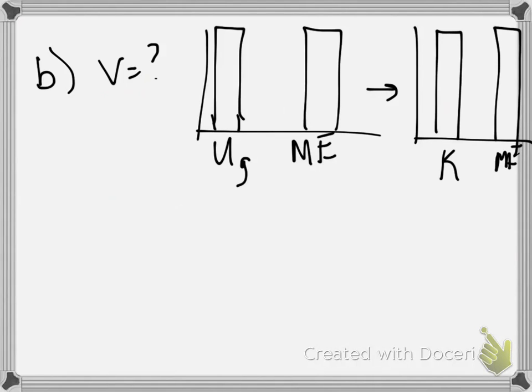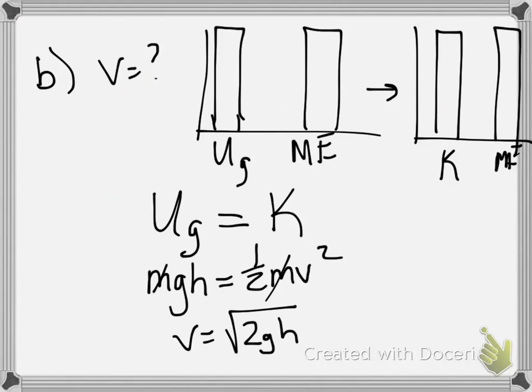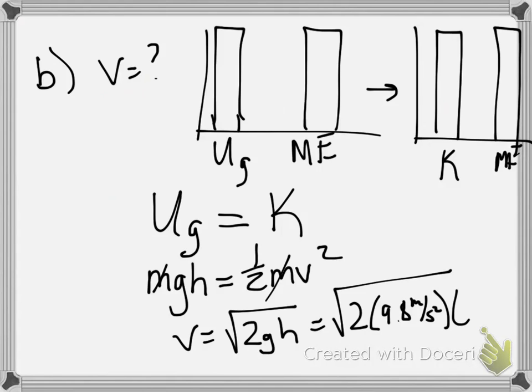So what does that mean about the UG and the K? All of our UG has to turn into K, so those have to be equal to each other. That means mass times gravity times height has to be equal to 1/2 mv squared. Do we need to know the mass of it? We have the mass, but we don't actually need it. Mass goes away. So the velocity, doing the rearranging, is the square root of 2 times g times h, or 2 times 9.8 meters per second squared, multiplied by h.